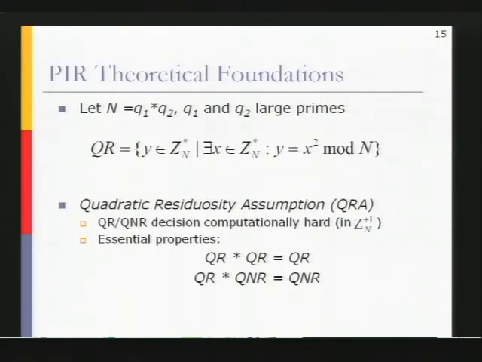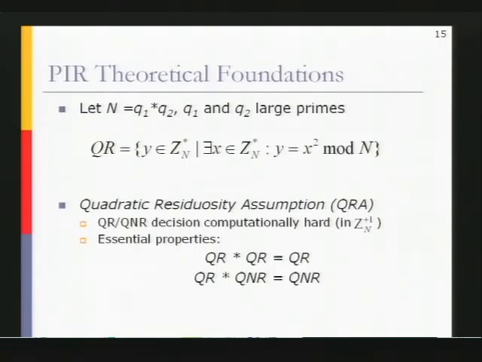I will not go into details because we don't really need these details. All we need to know is that there are two essential properties. If we multiply two QR numbers, we obtain a QR. So a QR times a QR is a QR. A QR multiplied with a QNR is a QNR. So this is what we need to know for the protocol.